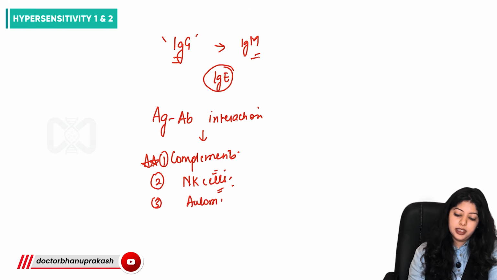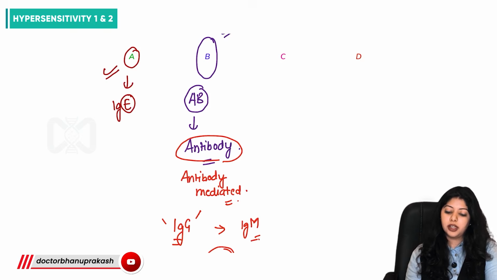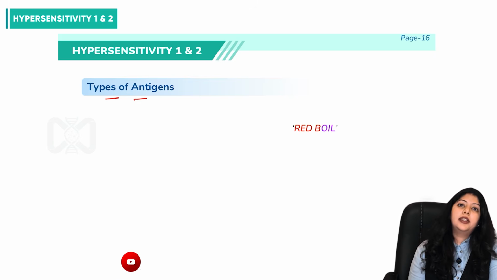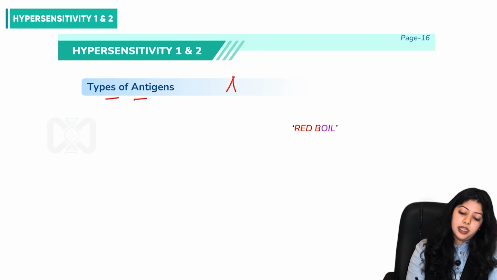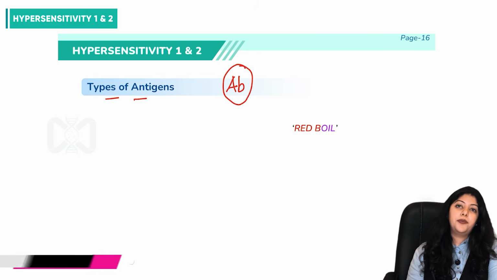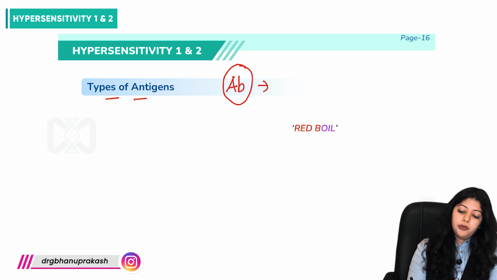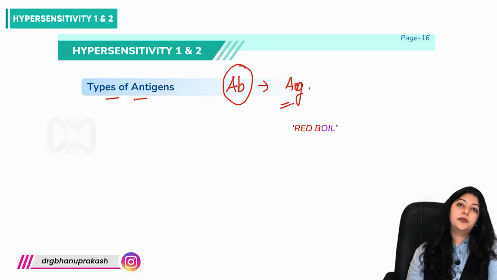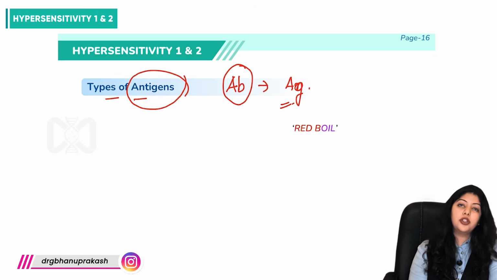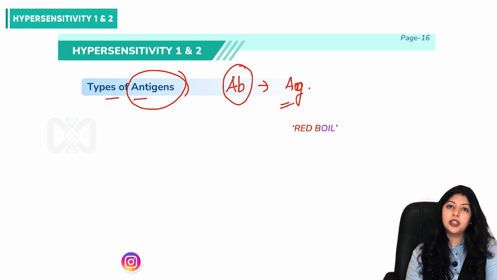We'll see that in the mechanisms associated with type 2 hypersensitivity reaction. So we said that this type of hypersensitivity is antibody mediated. So of course there's going to be an antigen antibody reaction which is going to take place. So what are these antigens which are involved with type 2 hypersensitivity?